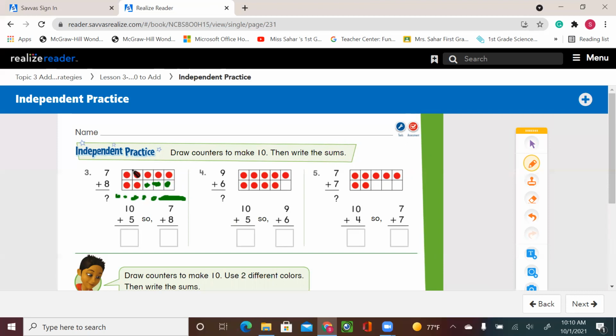So now I have a full 10. Here's the 10. And then I have 1, 2, 3, 4, 5. And I have my 5. Now 10 plus 5, easy, 15. Awesome. So that means 7 plus 8 is 15. Very good, 15.